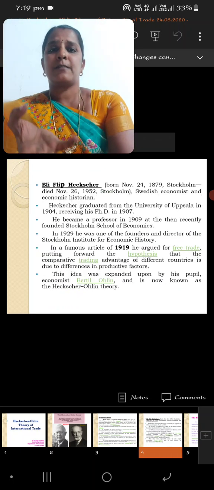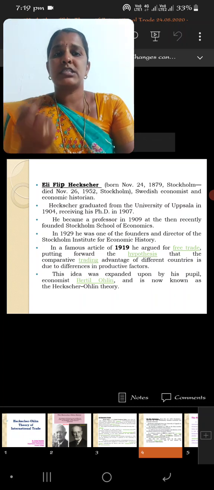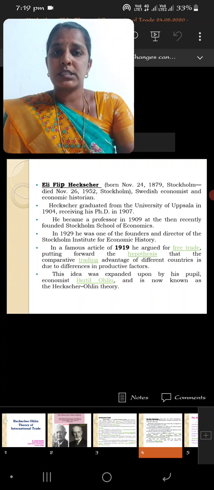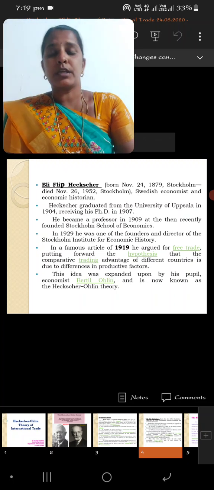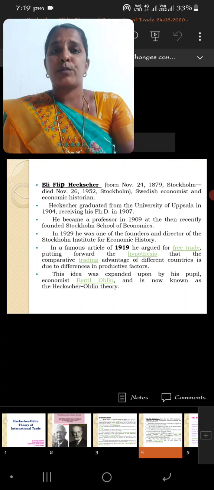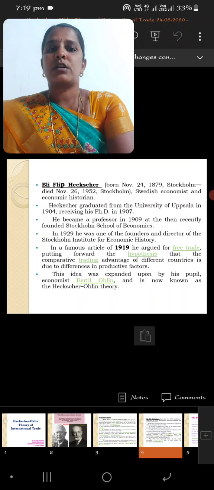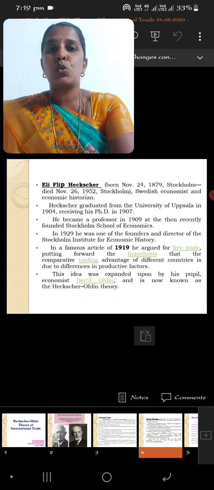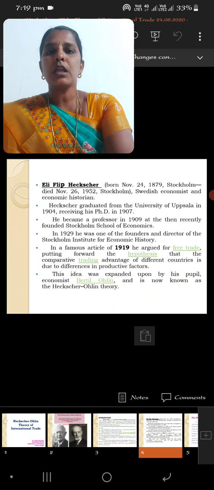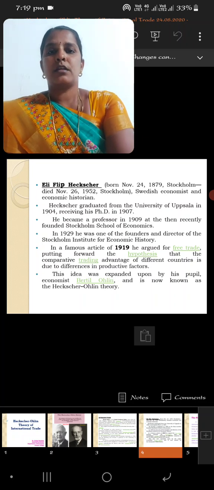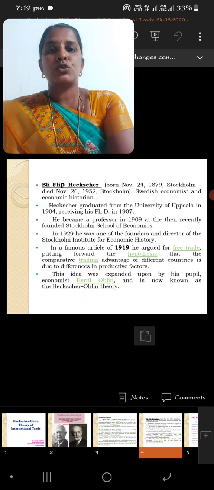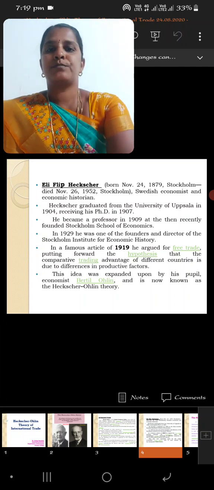Heckscher was born in 1879 and he died on November 26, 1952. He is also a Swedish economist and an economic historian. He became a professor in the year 1909. Later, he founded the School of Economics. In 1929, he was a founder and director of the Institute for Economic History.